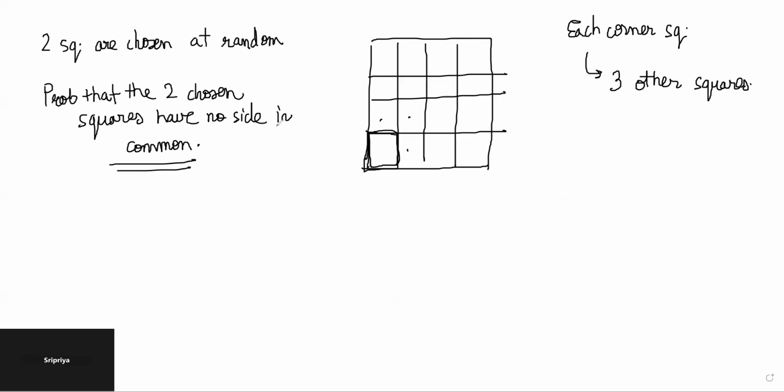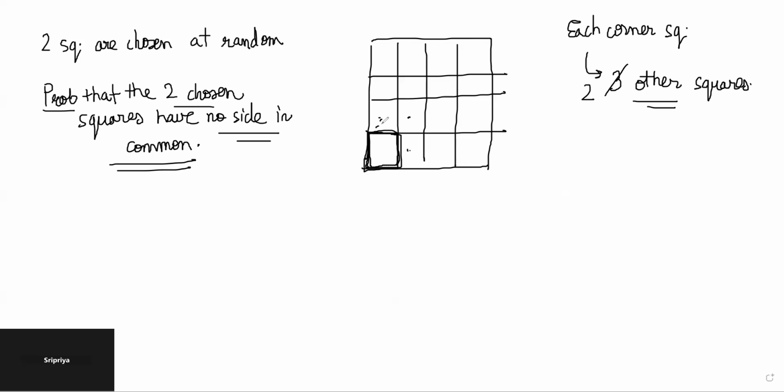Okay, so we have to find the probability that two chosen squares have no side in common. What I am trying to say right now is, if you choose a corner square, how many other squares are there which have sides in common? Shouldn't it be only two? Right. This one does not have a side in common. Yeah. Okay, so the probability that the two chosen squares have no side in common.